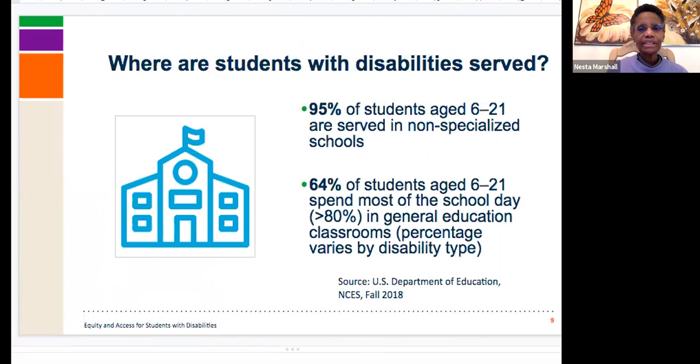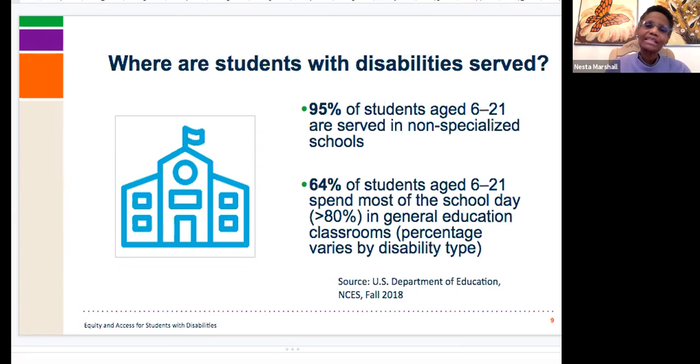Where are students with disabilities served? 95% of students aged 6 to 21 years old are served in non-specialized settings, or schools where staff are not specifically trained to support students with the particular disability type. And then a little over 60% of students in the same age band spend most of their school day, a great part, about 80% or more, in general education classrooms.